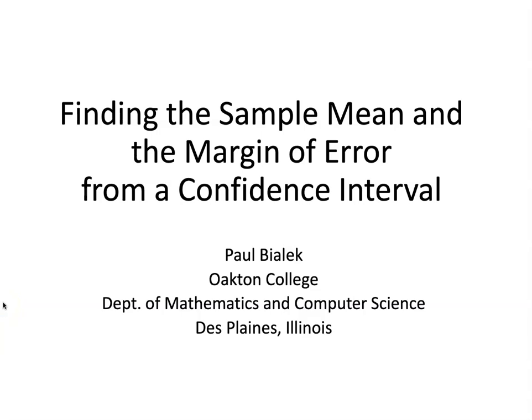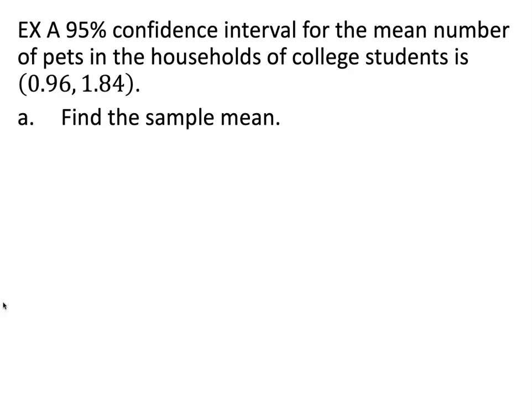Let's look at finding the sample mean and the margin of error from a confidence interval. A 95% confidence interval for the mean number of pets in the households of college students is 0.96 to 1.84. I didn't make up these data. This was from a survey of my students. A, find the sample mean.